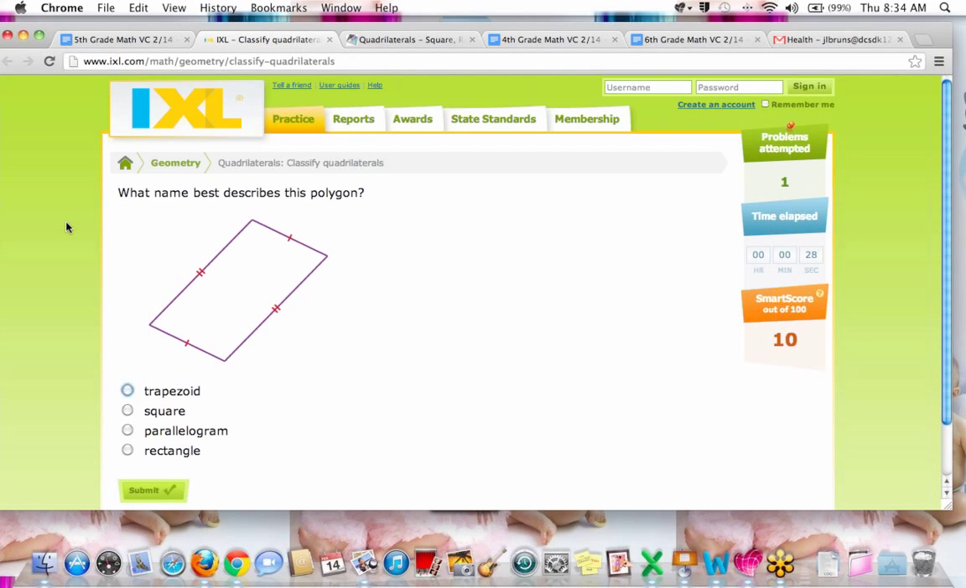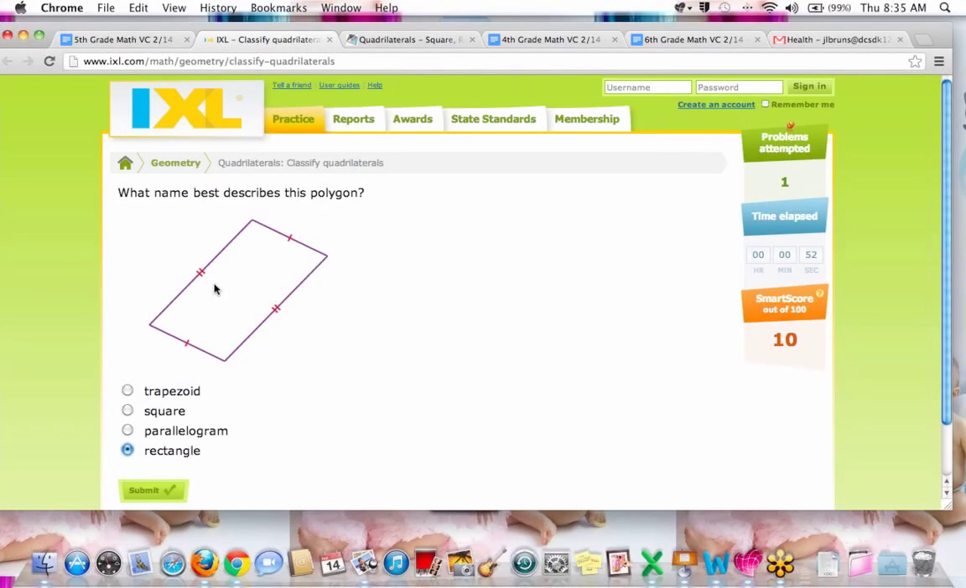All right, what kind of polygon or quadrilateral are we looking at here? We have a trapezoid, a square, a parallelogram, or a rectangle. Ooh, good. Awesome. Most people are saying rectangle, and that is exactly right. Why is it not a parallelogram?